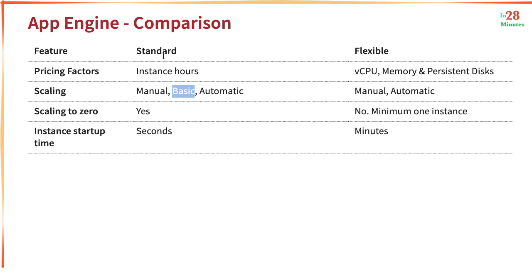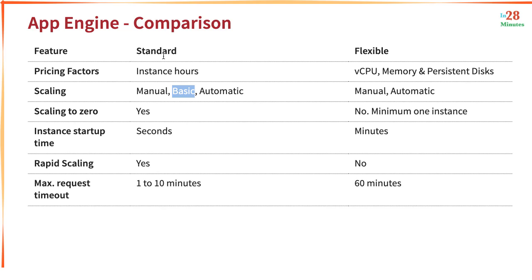The instance startup for Standard is seconds, and instance startup time for Flexible is in minutes. So if you have applications which you'd want to quickly start, then Standard might be the way to go. And because the instance startup is in seconds, Standard supports rapid scaling. You can rapidly scale up and rapidly scale down. However, with Flexible, because it takes a few minutes to scale up, rapid scaling is not really supported.